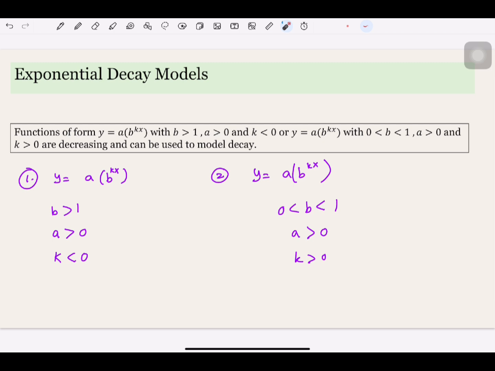This is also a very useful function, and we use these kinds of functions to model radioactive decay, cooling temperature, depreciation in values, and medicine living in the bloodstream. So there are so many applications for exponential decay. Let's look at an example and try to understand how exponential decay works in a real world scenario.